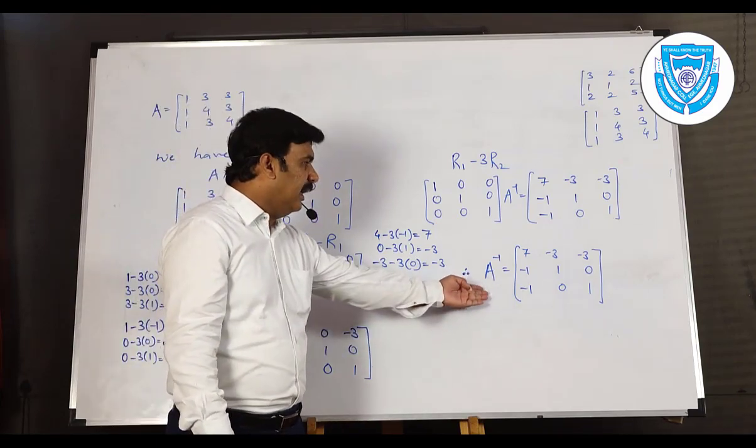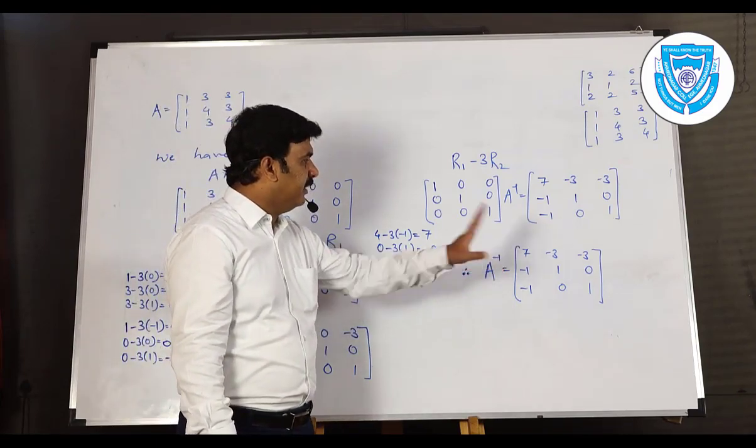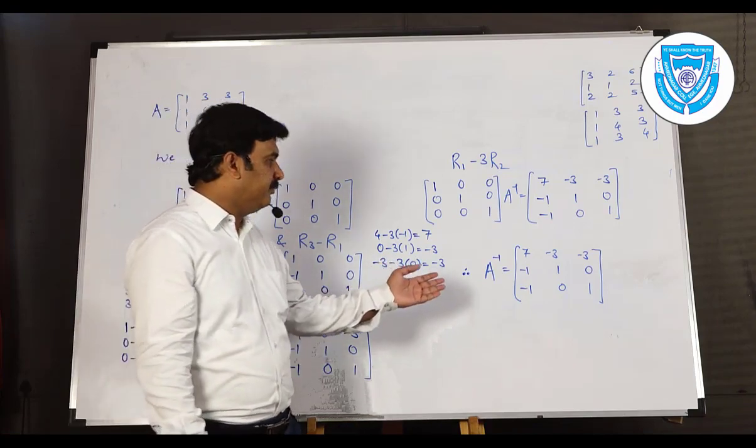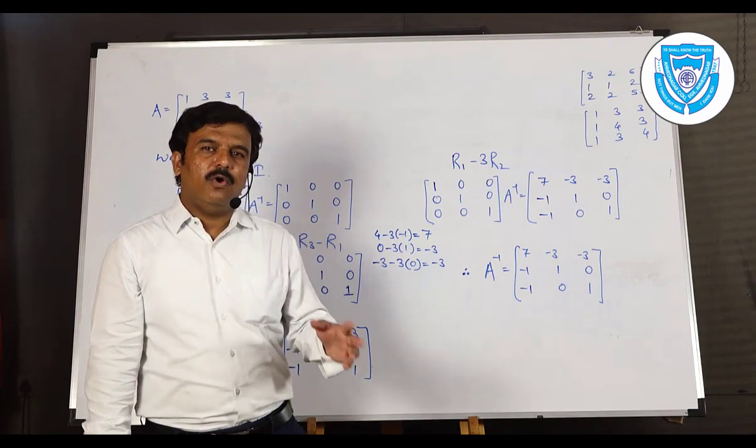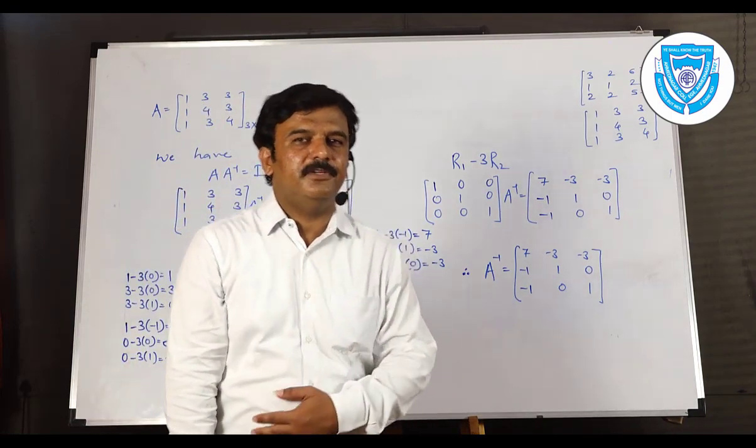It means that the answer A inverse is equal to 7, minus 3, minus 3, minus 1, 1, 0 and minus 1, 0, 1 is absolutely right. Okay, so this is all about the elementary row transformation method.